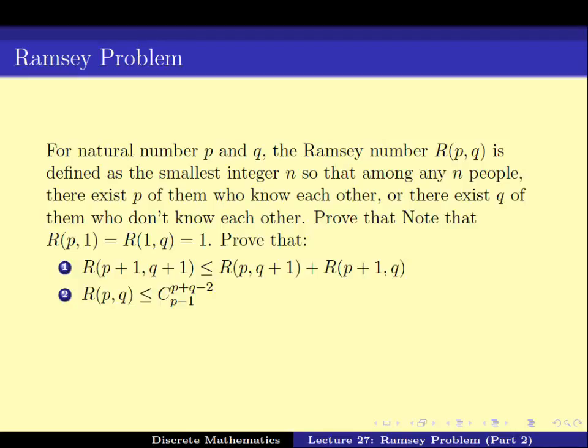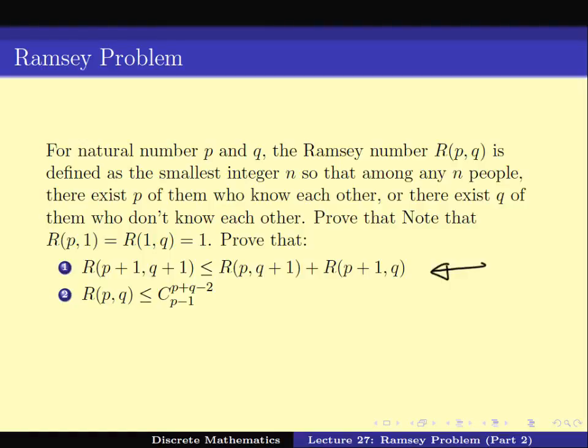The idea is to prove that R(p+1, q+1) is less than R(p, q+1) plus R(p+1, q). And using this recurrence to prove that R(p,q) is less than or equal to (p+q-2) choose (p-1). Now, this second one is something that we have already done a couple of weeks ago when we did induction on multiple variables.